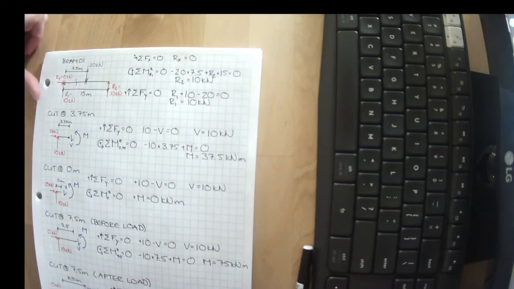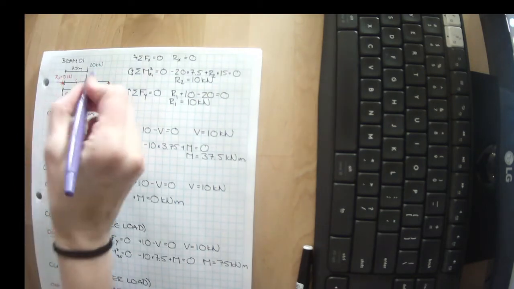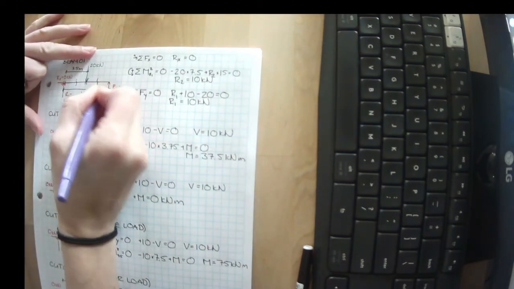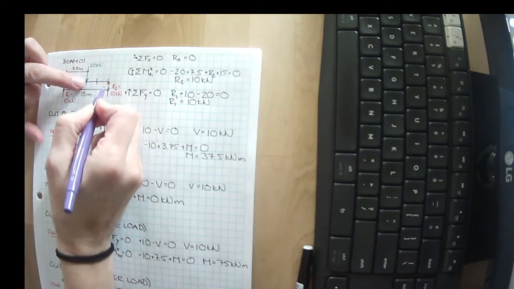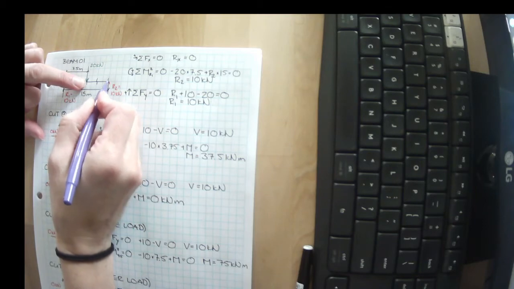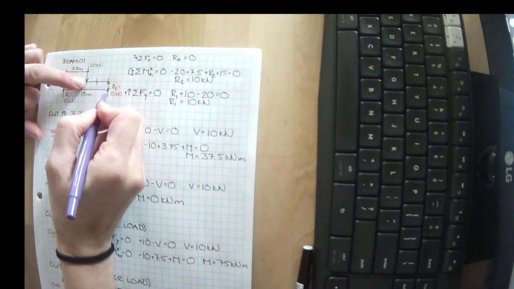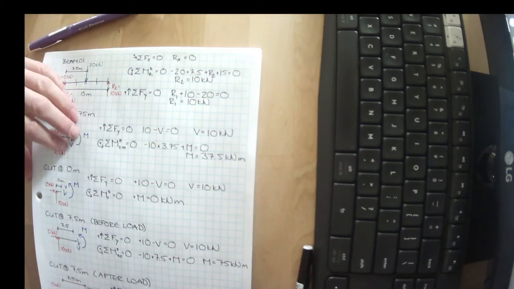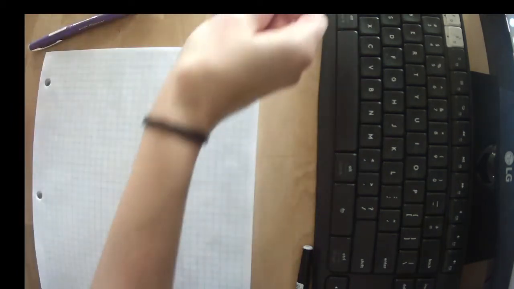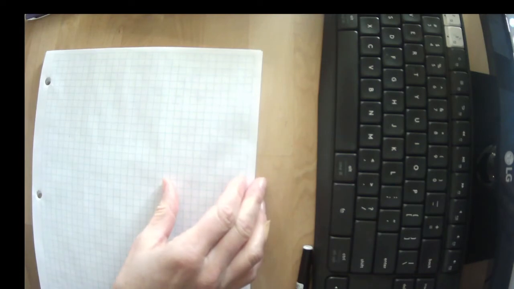We still don't have a full picture of this. I'm gonna say, let's cut it here and here. So some halfway in between our 20 kilonewtons and our reaction, and then just before our second reaction. Let's make those last two cuts, and then maybe we'll have a little bit of information we can start to play with.